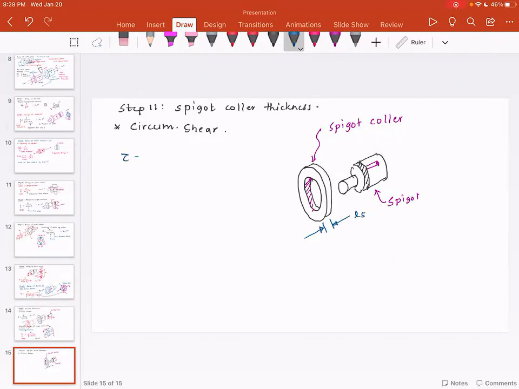And tau is equal to P, this is for spigot, P divided by pi, and please note this dimension is D1. This dimension is also D1. D1 times L5. D1 is known. So from here, L5 can be found out. The last step is step 12.